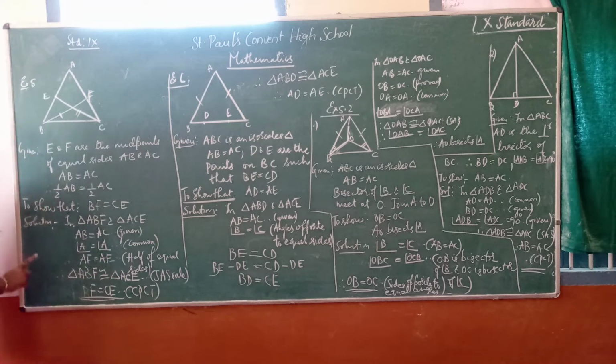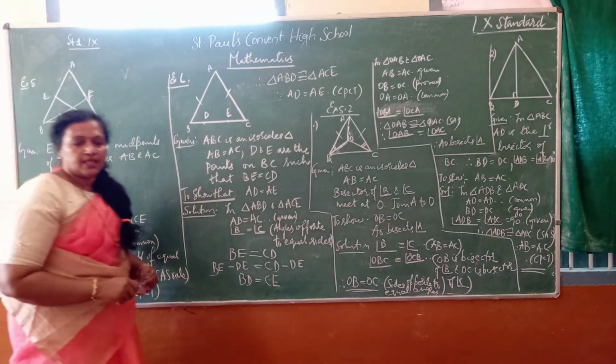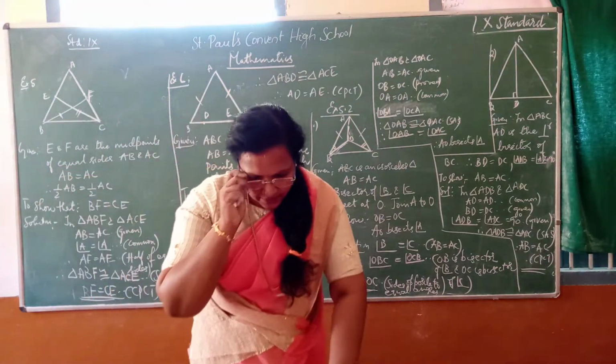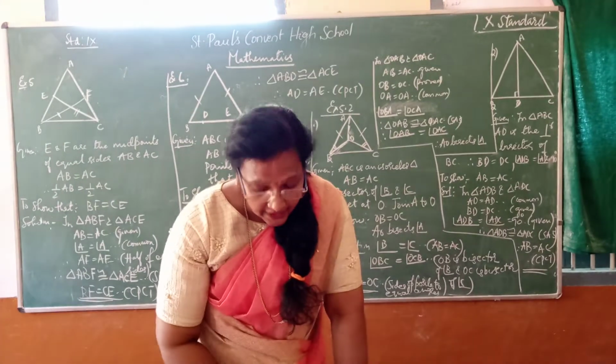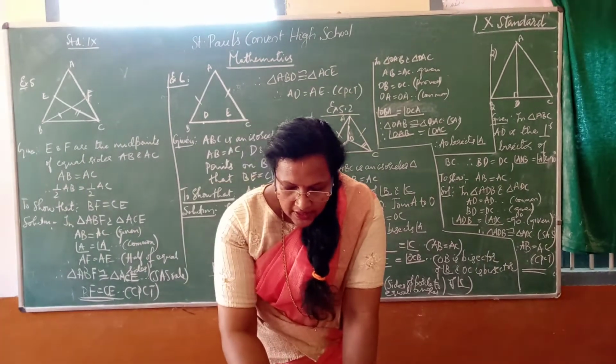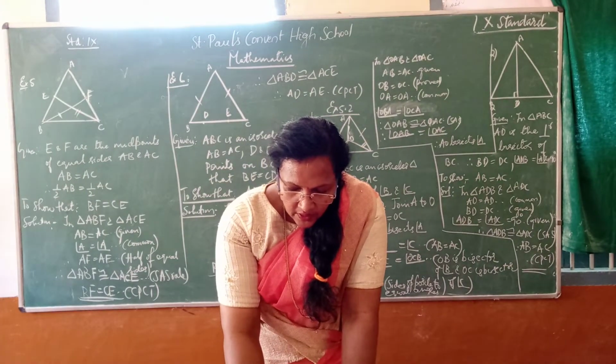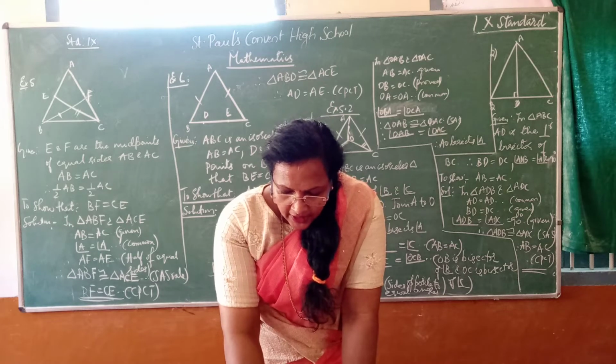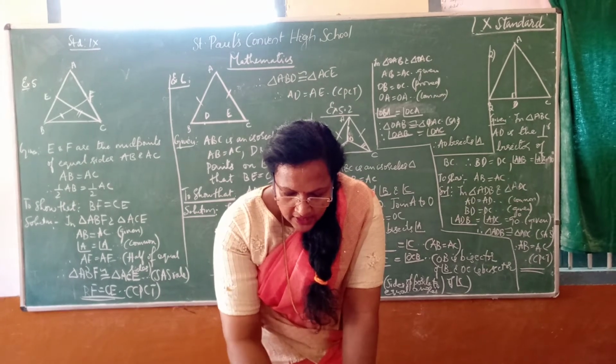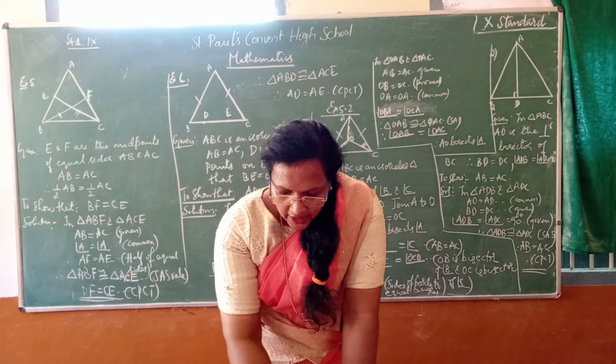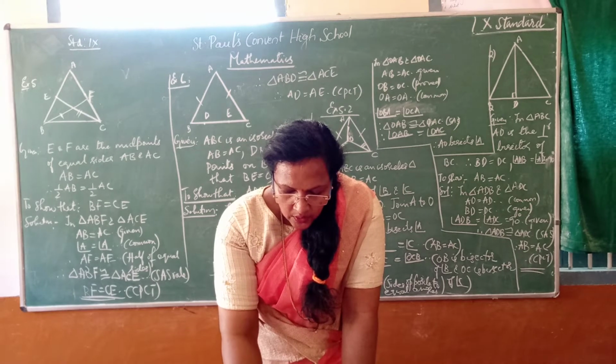This is example 5. If you come to example 6, once again I repeat, page number 96. In an isosceles triangle ABC with AB equal to AC, D and E are points on BC such that BE is equal to CD. Show that AD is equal to AE.